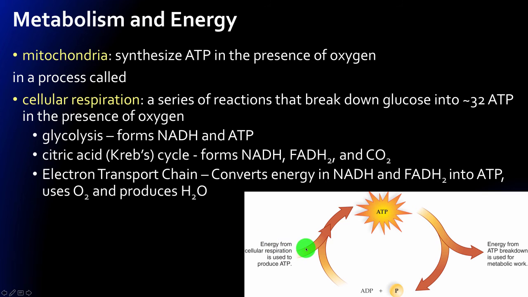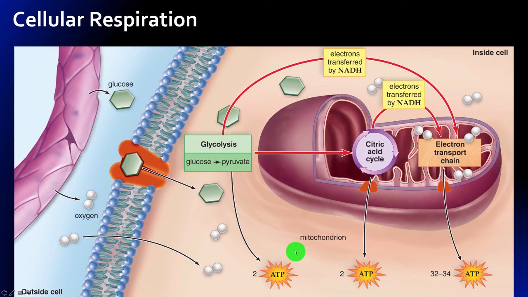Okay, so the idea here is this. If we take a look at this picture down here, we take energy from cellular respiration, we produce ATP, we use ATP, and the energy from ATP breakdown is used for metabolic work, muscle contractions, secretions, active transport, and then that leaves us with ADP, adenosine diphosphate, and free phosphates, which we must recharge using energy again from cellular respiration.